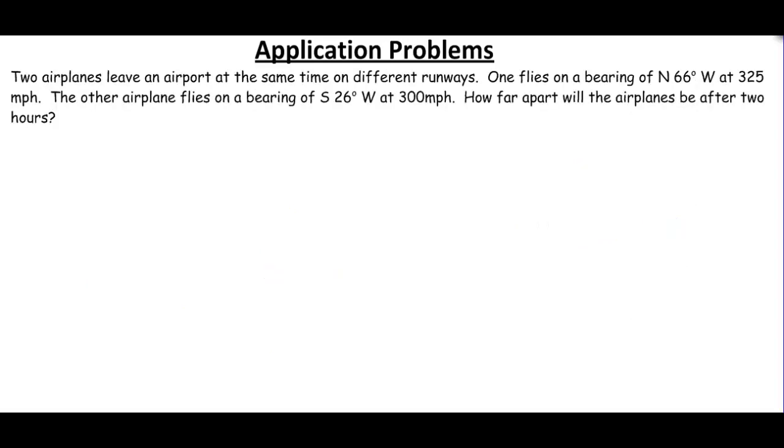So in number 2, it says two airplanes leave an airport at the same time on different runways. One flies on a bearing of north 66 degrees west at 325 miles per hour. The other airplane flies on a bearing of south 26 degrees west at 300 miles per hour. How far apart will the airplanes be after 2 hours?